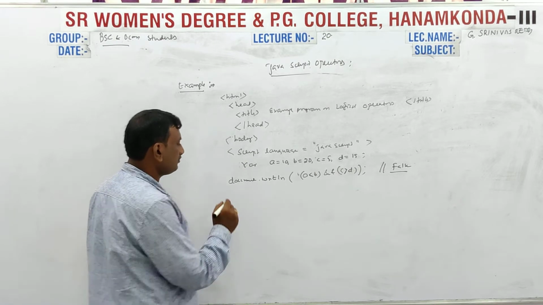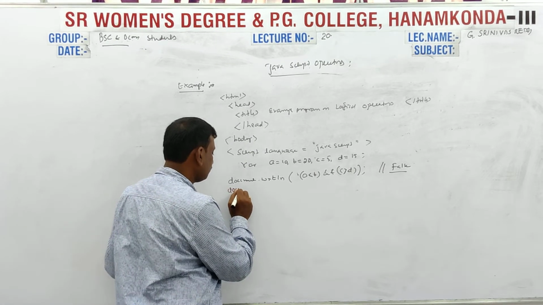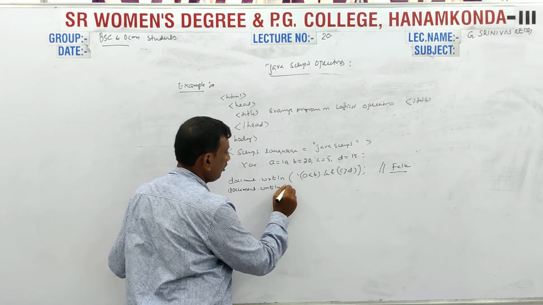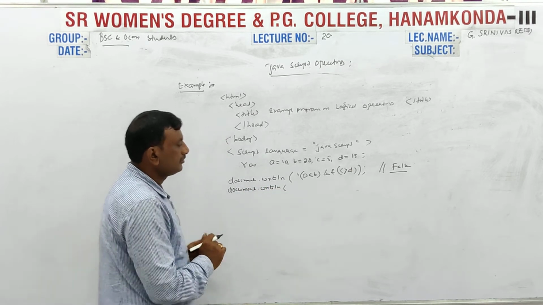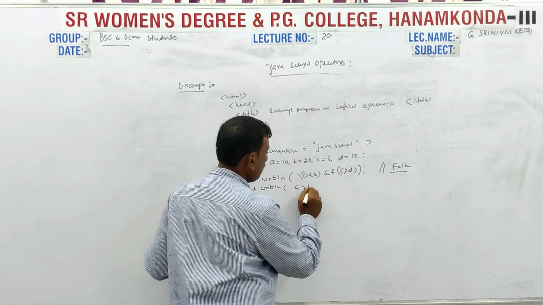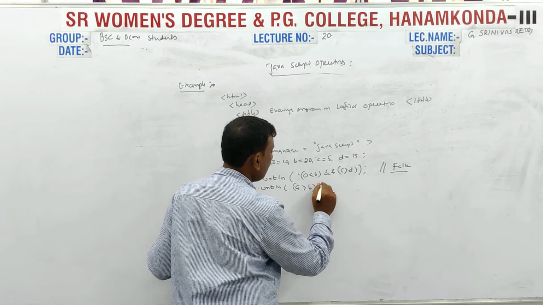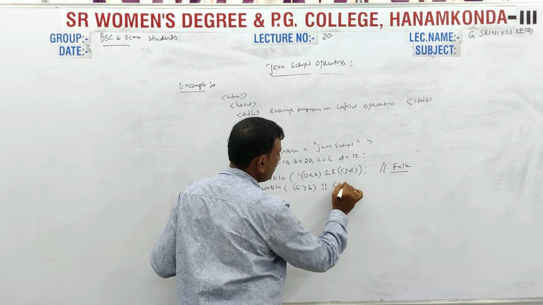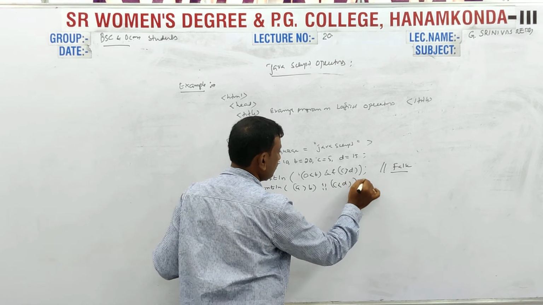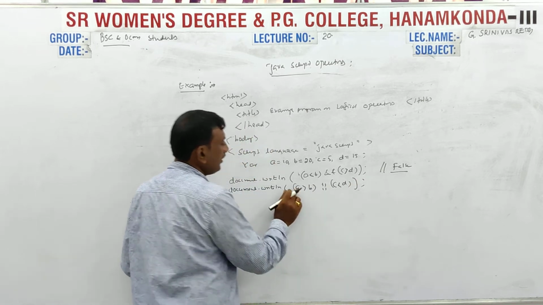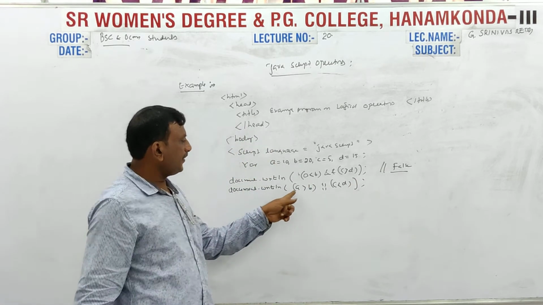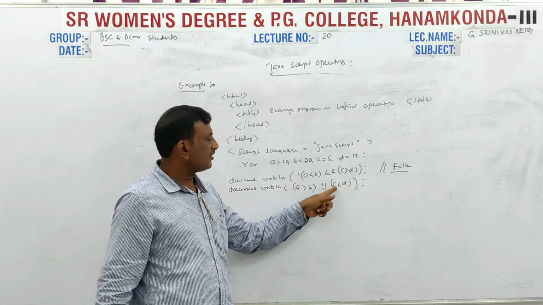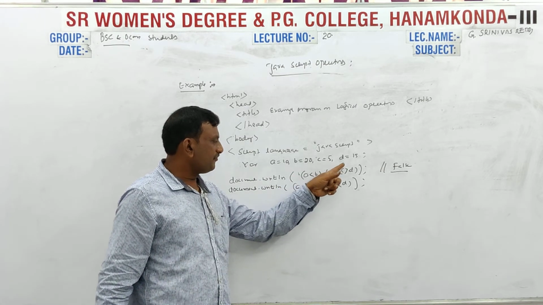Next, the same way, document dot writeln, a greater than b, logical and c less than d, as you wish. Depending on the values, a greater than b, 10 greater than 20, is false, and c less than d, 5 less than 15.